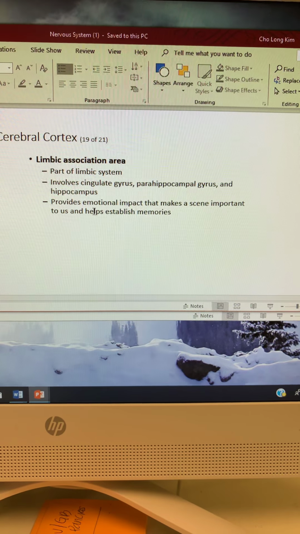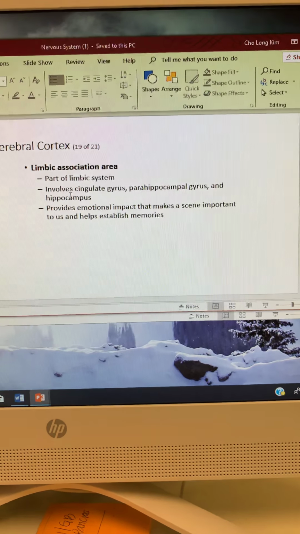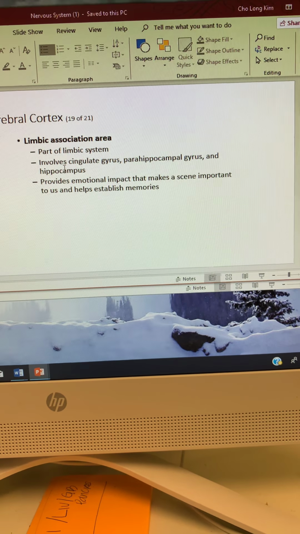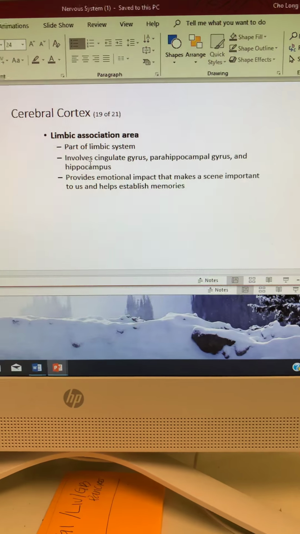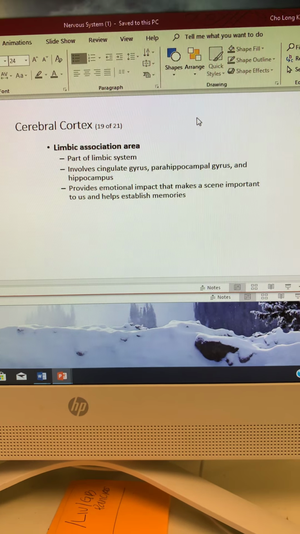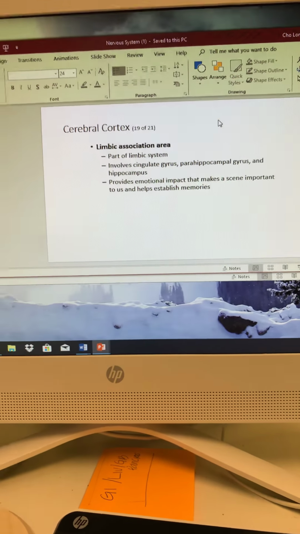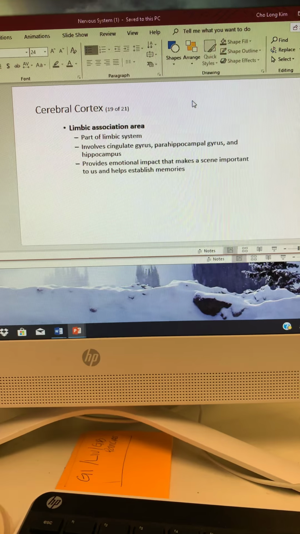Limbic association area is part of the limbic system. It involves the cingulate gyrus, the parahippocampal gyrus, and the hippocampus. Provides emotional impact that makes a scene important to us and helps establish memories. Limbic system also is said to kind of give you the stranger danger type of feeling as well.